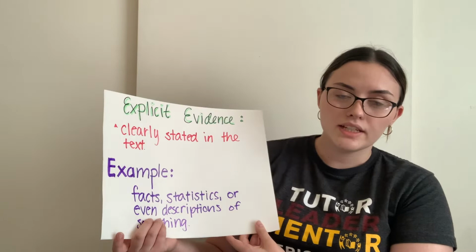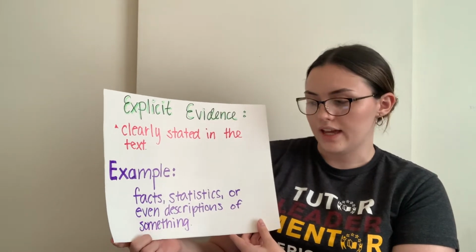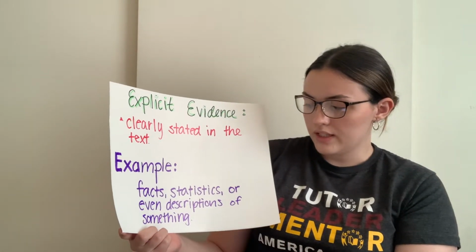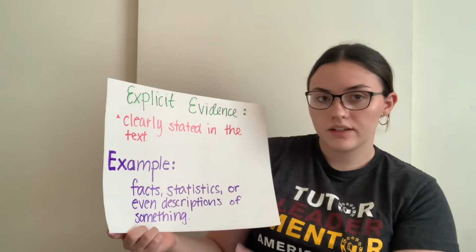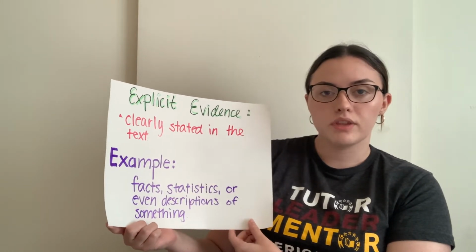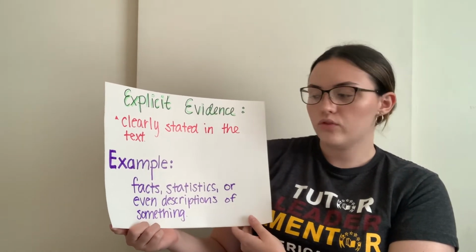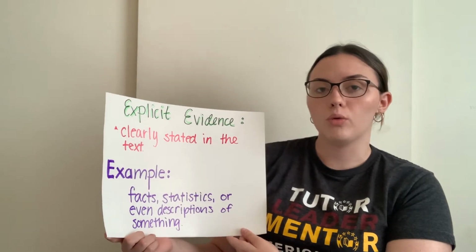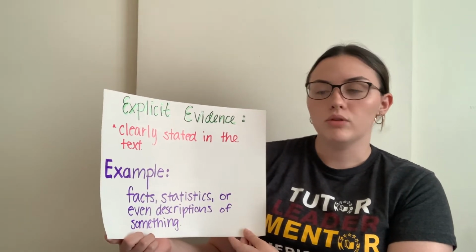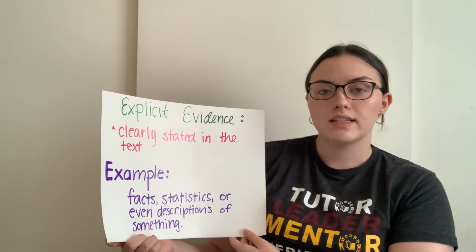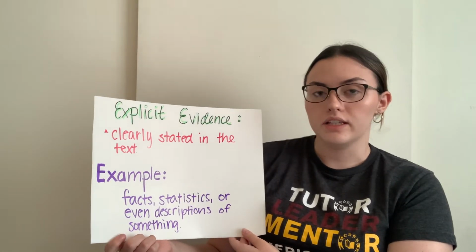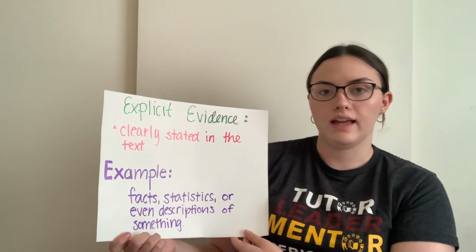Up first, we have explicit evidence. This is evidence that is clearly stated in a text. For example, these would be things like facts, statistics, and even descriptions of some things directly from the author. For instance, a story may say, "The car was red." This would be an example of explicit evidence, as the text is saying directly that the car is red, which is how we would get that information.